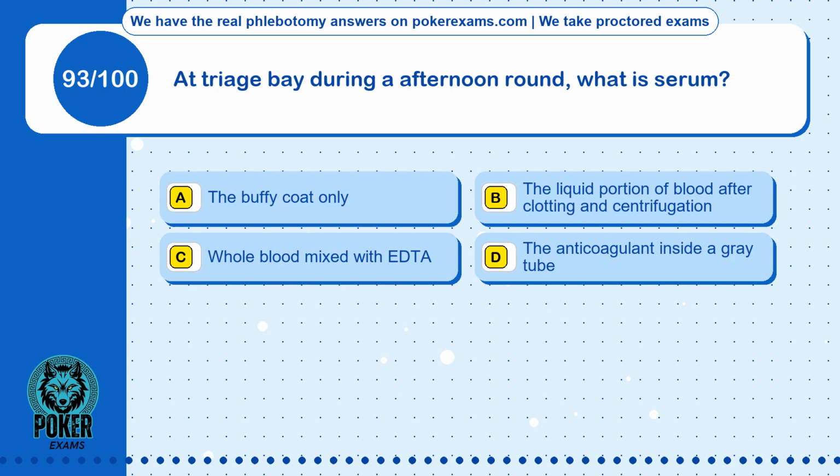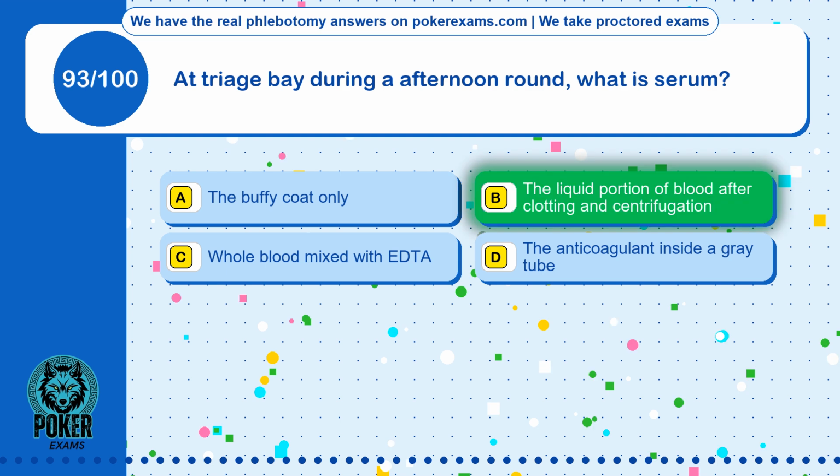Question 93. At triage bay during an afternoon round, what is serum? Option A. The buffy coat only. Option B. The liquid portion of blood after clotting and centrifugation. Option C, whole blood mixed with EDTA. Option D. The anticoagulant inside a gray tube.